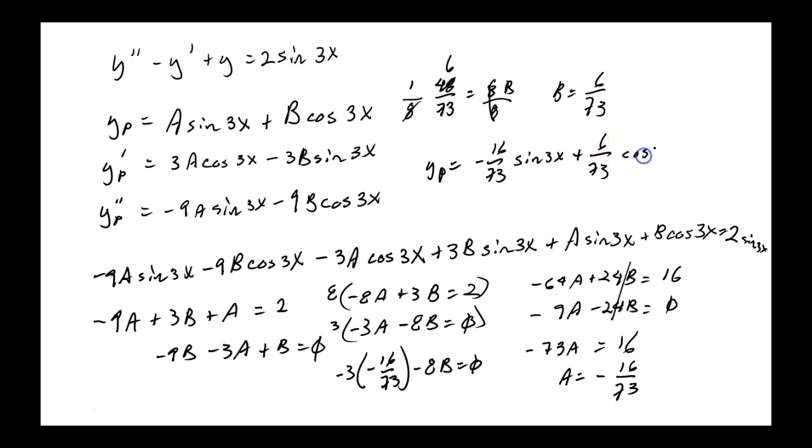Cosine 3x. Negative though? Shouldn't that be negative instead of a plus? Why? Because it's a negative. Oh, never mind. I'm sorry. Okay. It may be, but I need to know why. I didn't know we solved for b. That's my fault. Okay. So they rewrote it in a different order. They wrote the cosine first: 6/73 cosine 3x minus 16/73 sine 3x. Yes. That's my fault. I see.